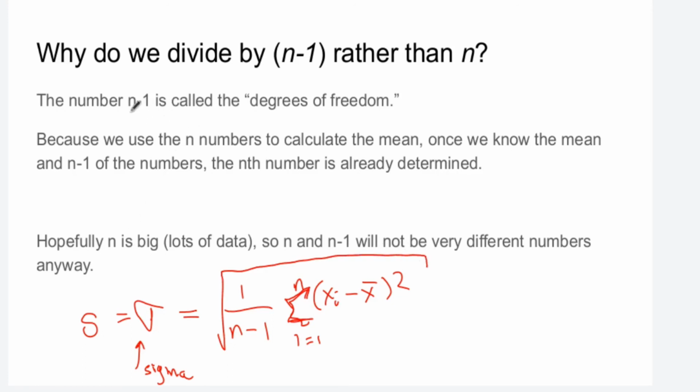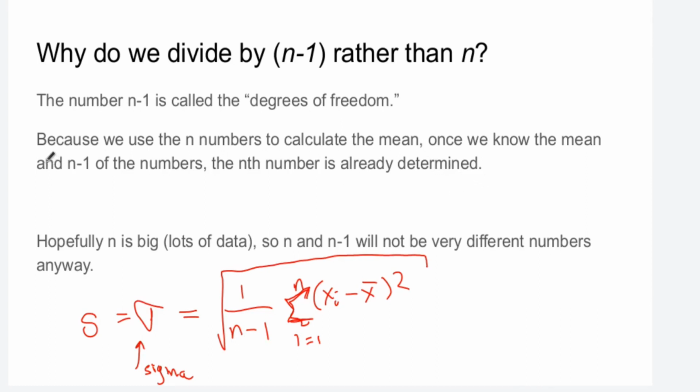So this number, n minus 1, is called the degrees of freedom, which you might have heard of in some physics classes, possibly even some chemistry if you did some advanced work. Because we use n numbers to calculate the mean, once we know n minus 1 of them, the final number is determined. So if we're talking about the mean already, which is a number we can calculate, we only really need n minus 1 of the data points to completely determine everything about the system.